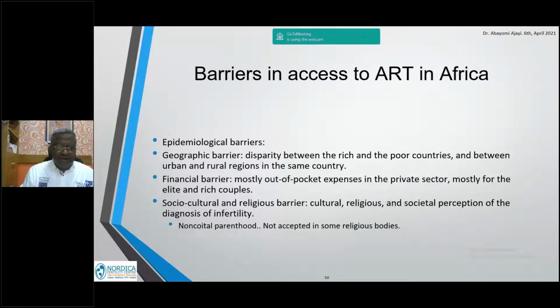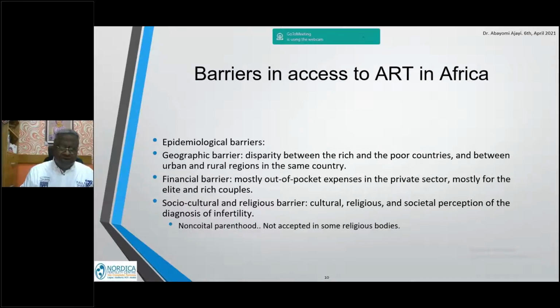Of course, geographical barriers: there's the disparity between the rich and the poor countries and between rural and urban regions in the same country. Because ART services, like I said, are confined to the private sector, they're usually in the urban areas. Of course, financial barriers are also very prominent in Africa because most spend on ART is out-of-pocket expense because, of course, we said it's in the private sector. So only very few people can really afford ART.